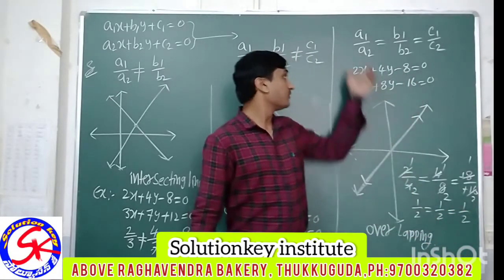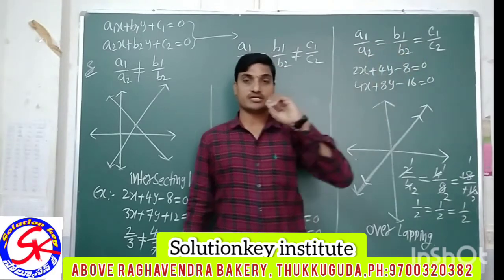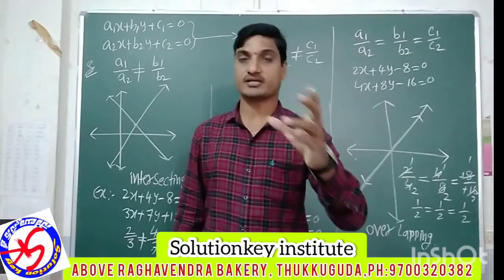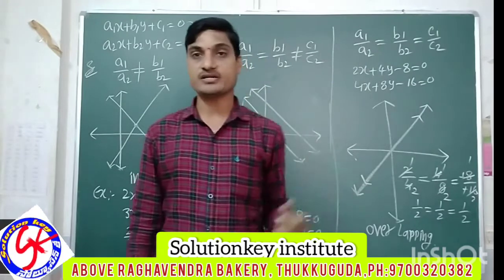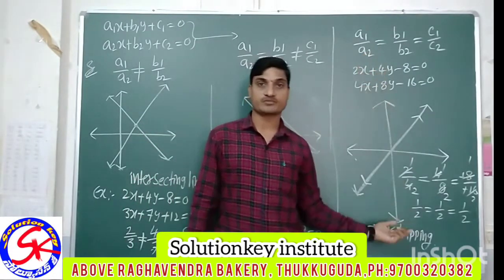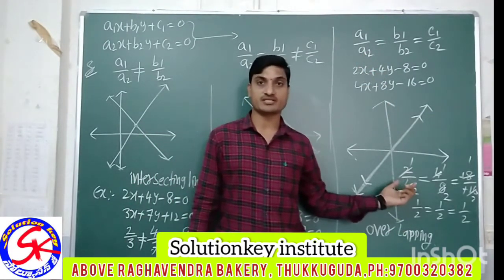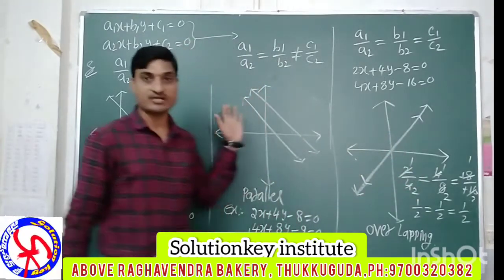Then when all three ratios are equal, the two lines are given on the same line, on this same line. These are the three conditions in your graph.